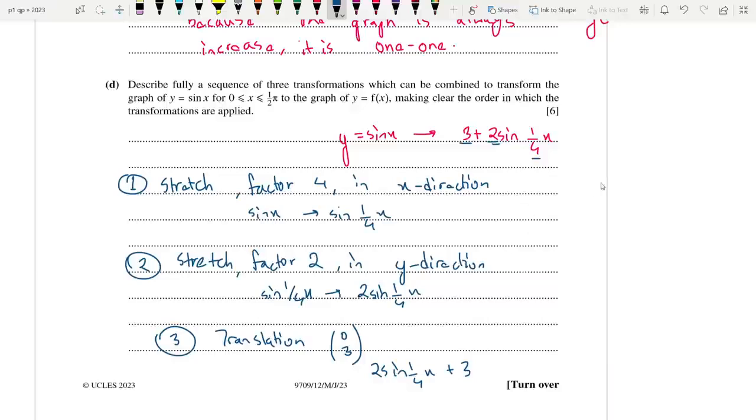Now if you apply the translation first, see, if you did this 3 plus sine x, then you did this 3 plus sine 1 by 4x, that is also fine. But if you apply the vertical stretch factor now, it turns into this 6 plus 2 sine 1 by 4x, which is wrong. Do you understand? That's why you have to apply the translation after the vertical stretch, alright? Understood?